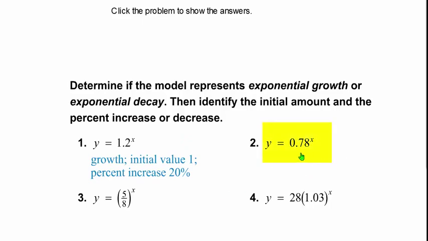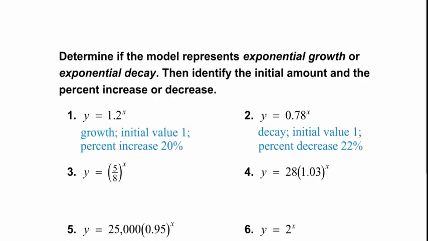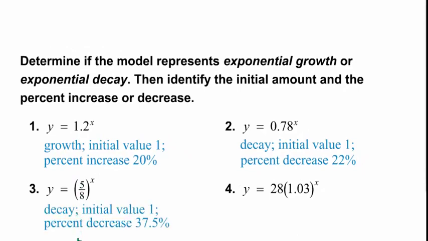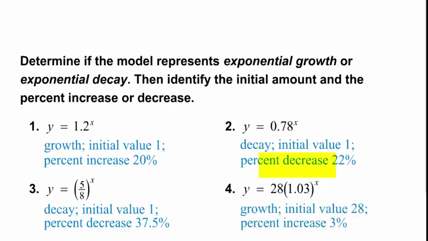In the second problem, it is decay. I subtract my base from 1 to determine how much of a percent I'm decaying. That's going to be 0.22, 22%. And the initial amount again is 1. This is less than 1. It is also decay. Less than 1 is also decay. Initial amount is 1, and the decay amount is 3/8, which is about 37.5%. This one has an initial amount of 28. I have a growth of 3%.